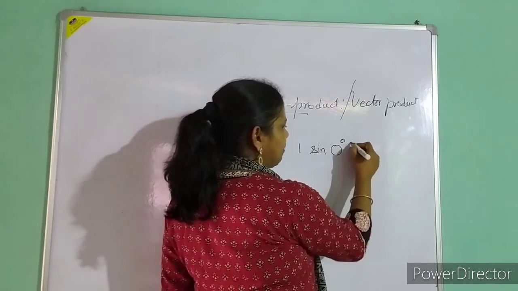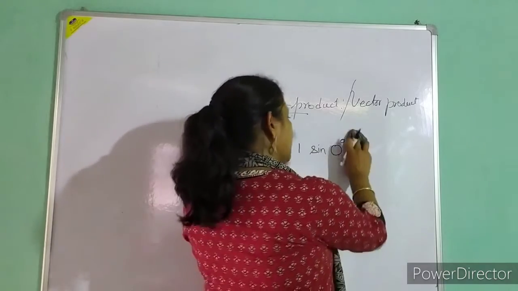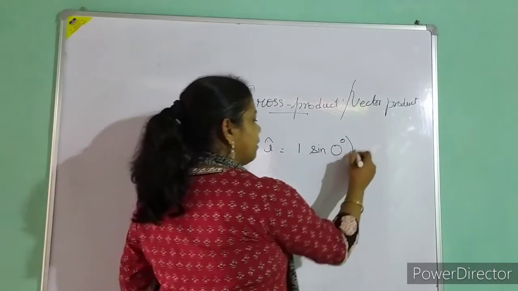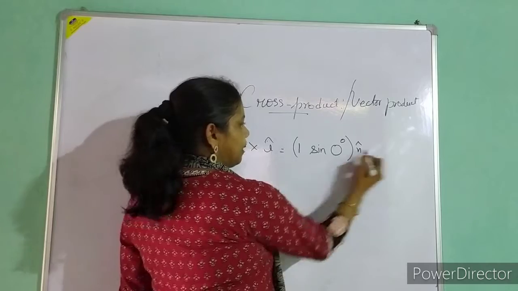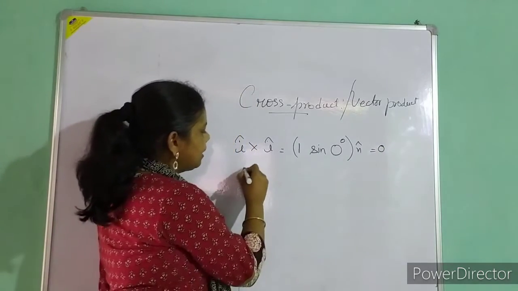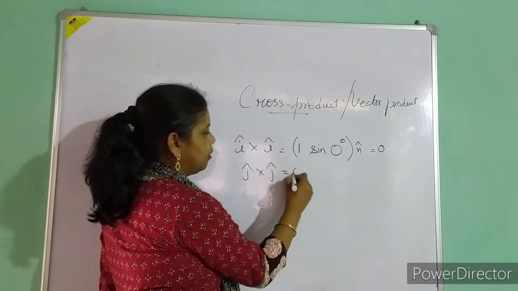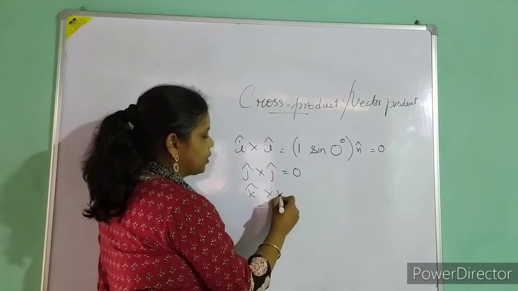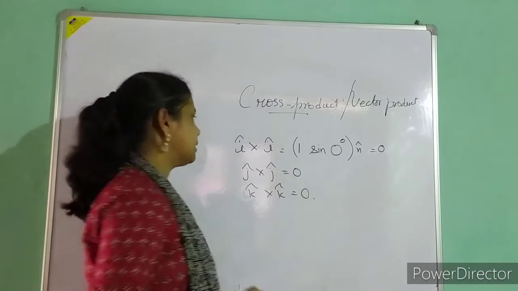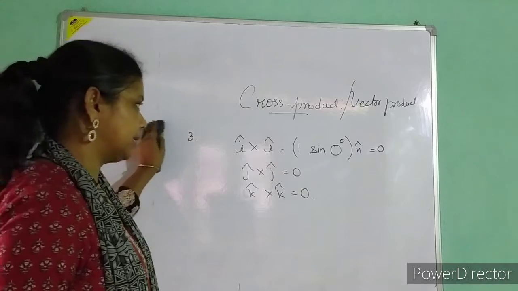And cap means, suppose I have written k cap, not k cap, nothing will come. We will not write anything. I will write n cap. So this will become 0. Similarly, j cross j will be 0. Then k cross k will be equal to 0. So these are the properties we can see.